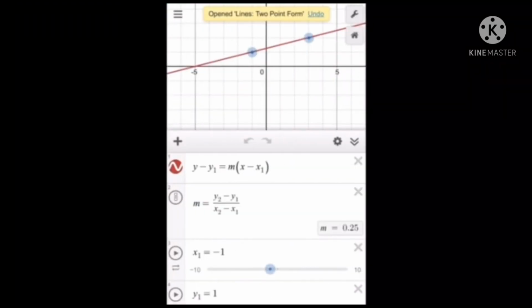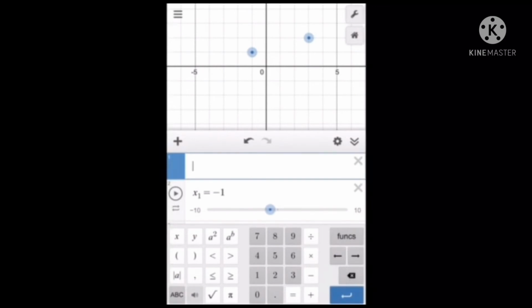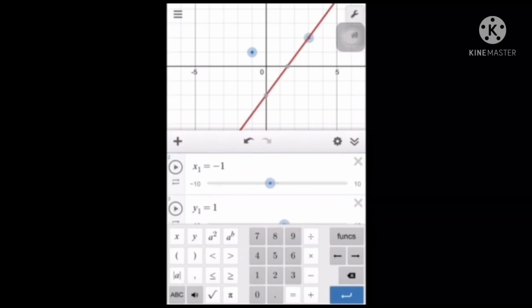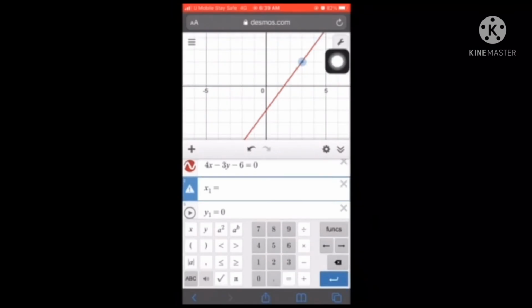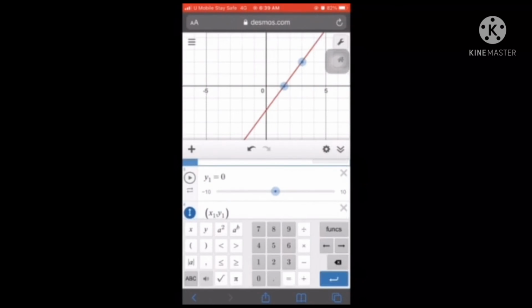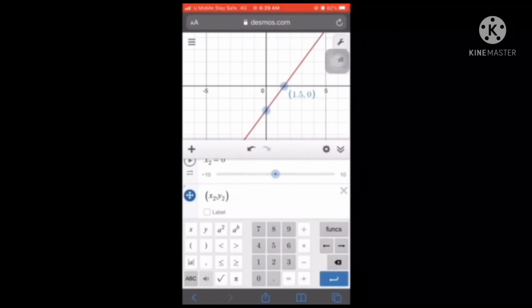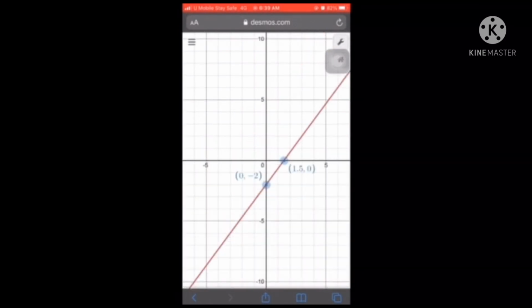Click 2-point form, and then substitute the equation for this graph, which is x minus 3y minus 6 equals 0. The point for the x-intercept is x equals 3 over 2 and y equals 0, and for the y-intercept is x equals 0 and y equals negative 2. Then label, and this is our graph for this question.